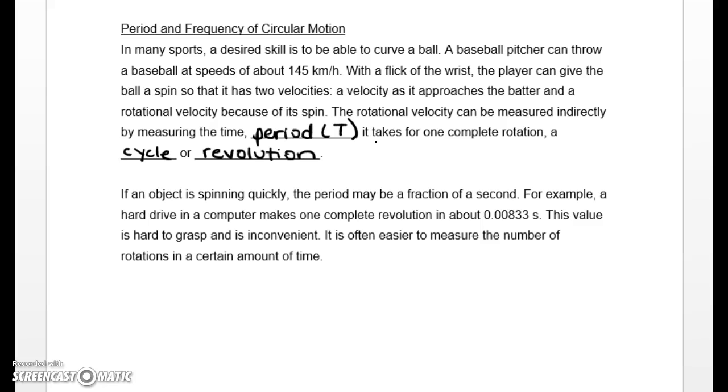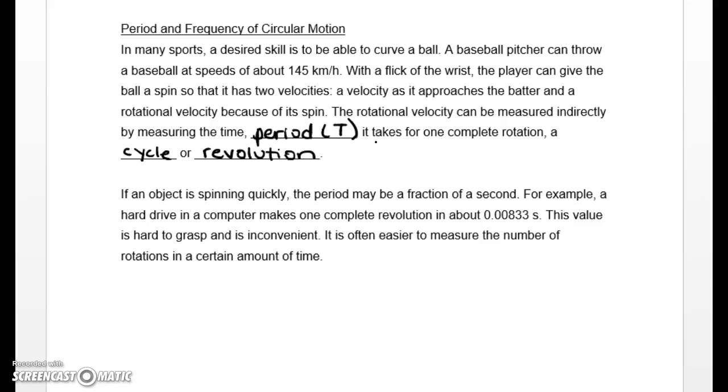And we're not looking at circular motion. So if an object is spinning quickly, the period may be a fraction of a second. So it may be very fast. For example, if you were to examine a hard drive on a computer, it is making a complete revolution in about 0.00833 of a second. Like, that's really fast.